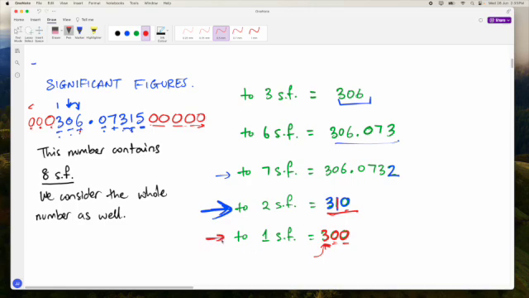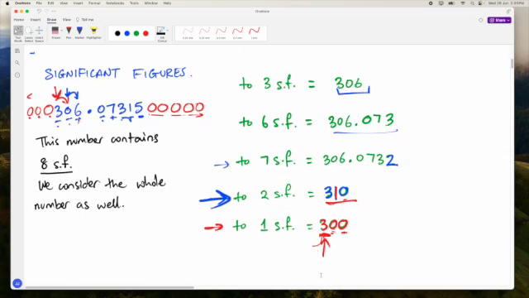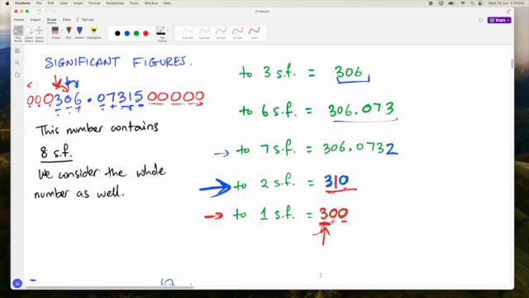So to 1 significant figure, we're starting with the 3 there, and we look at the number after, which is 0. So we keep it at 300 to 1 significant figure. So just a little bit of business there.